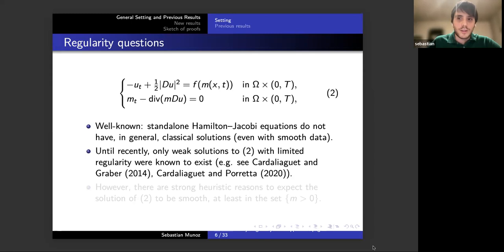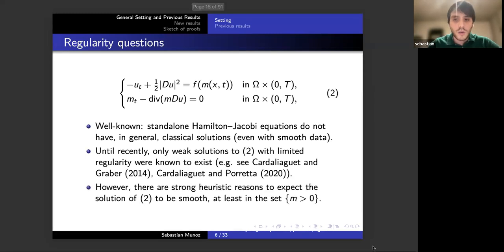But it turns out that with this system, there are strong heuristic reasons to expect the solution to be much, much better than that. So to be smooth, at least in the set where m is positive. And that's what I'm going to discuss next, the question of regularity.